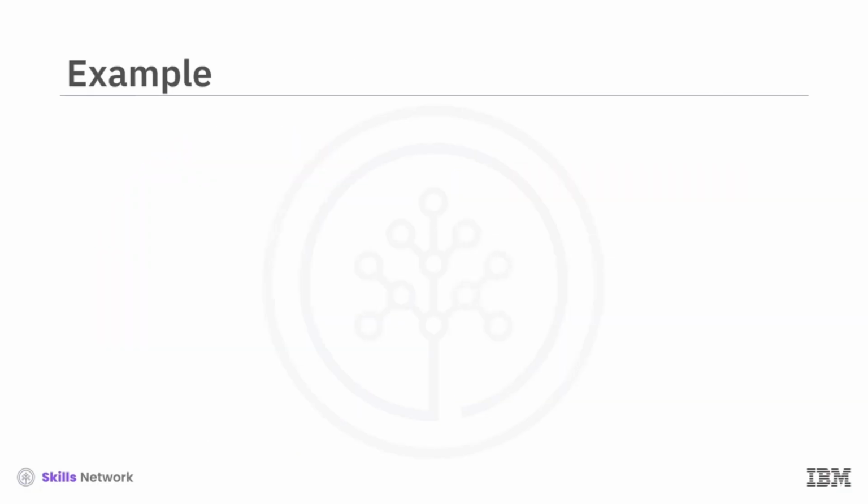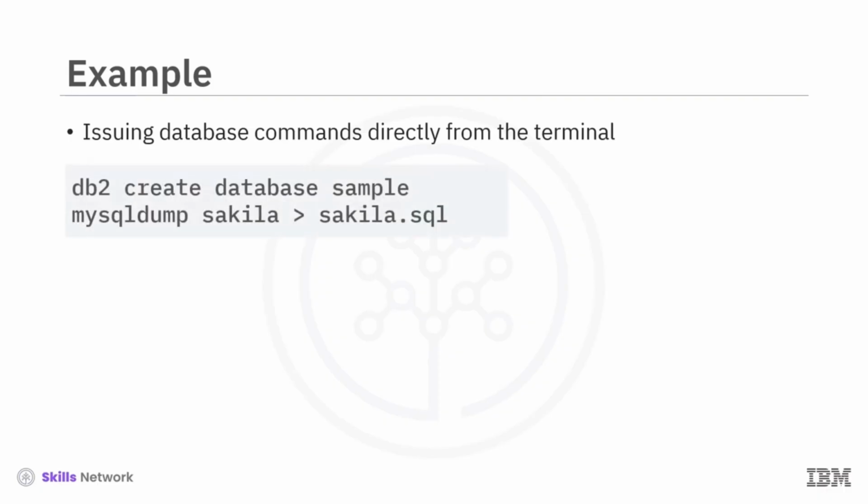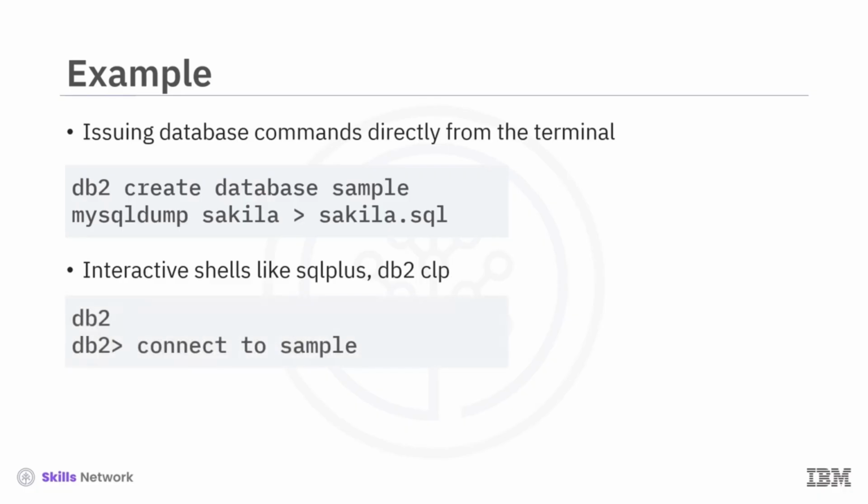Let's explore examples of each. Command line interfaces may involve issuing straightforward database commands directly from the terminal, such as db2 create database sample, mysqldump sequel greater than sequel.sql. Alternatively, interactive command line shells like SQL*Plus for Oracle or DB2 CLP can be utilized, as demonstrated by db2 greater than connect to sample. Furthermore, SQL scripts and batch files executed from the shell provide additional means of interacting with databases.